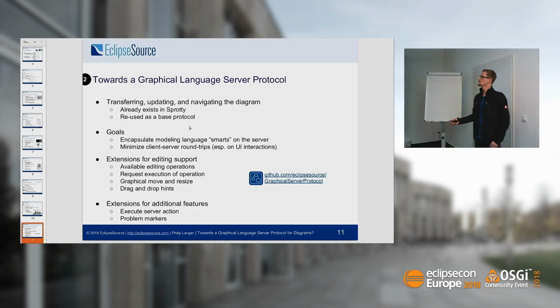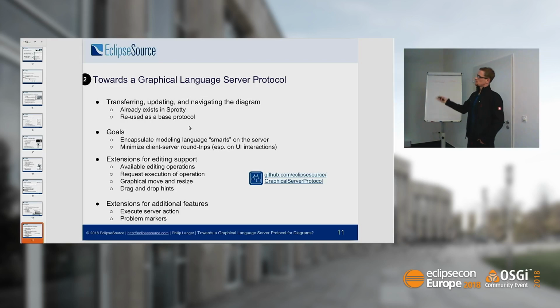The first goal is we would like to encapsulate the knowledge about the diagram language as much as possible on the server side, so that the client does not really need to know a lot about the diagram, or in the best case, nothing. And we obviously want to minimize client-server round trips, especially on UI interactions. So we want to avoid that you have to wait for a server round trip when you actually initiate an action. So those are the two main goals.